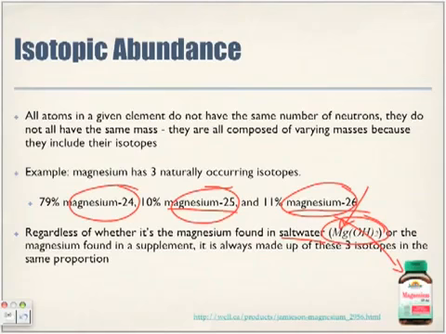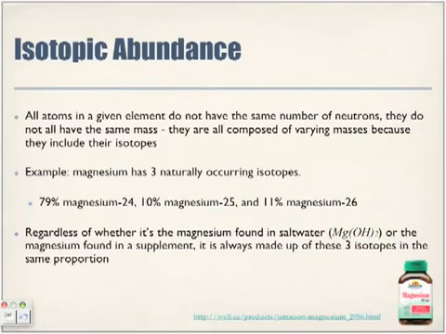You're not going to have to worry about memorizing these numbers. We're going to have calculations that we need to do. You will be given these numbers, or you'll be asked to find them using the calculations, but we'll go through a couple of examples. So as we said, regardless of whether it's the magnesium found in one of those two, it is always made up of those three isotopes in the same proportion. 79% of it is the regular magnesium, 10% of one of the isotopes, 11% of the other.